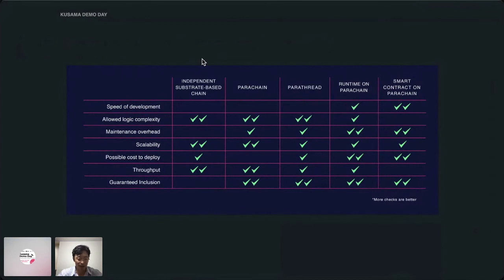What this really shows is that there's a myriad of ways for builders to consider, and there's a taste of a type of development process for pretty much everyone within the Kusama ecosystem, as well as in Polkadot to some extent.